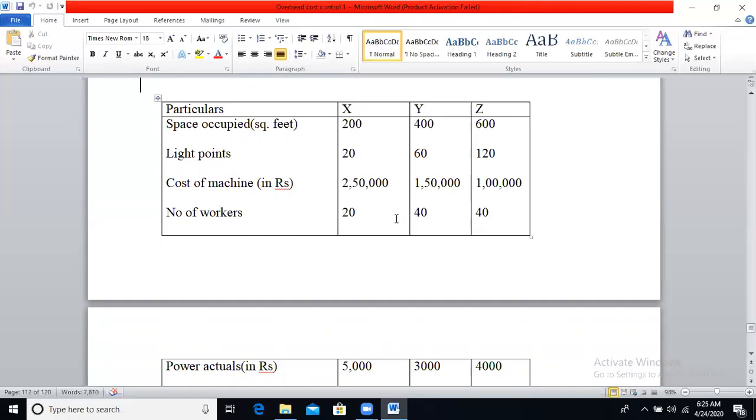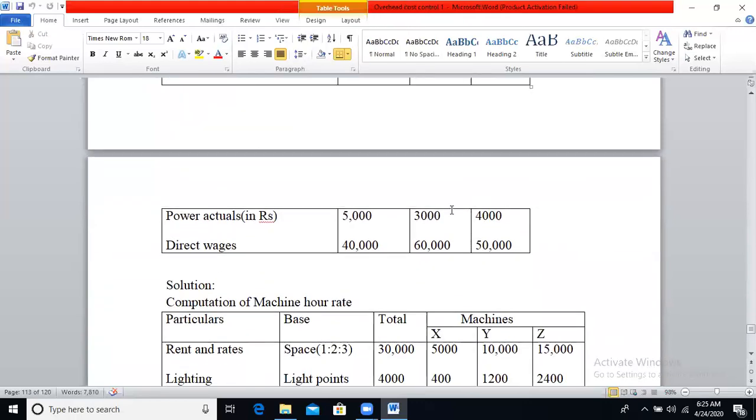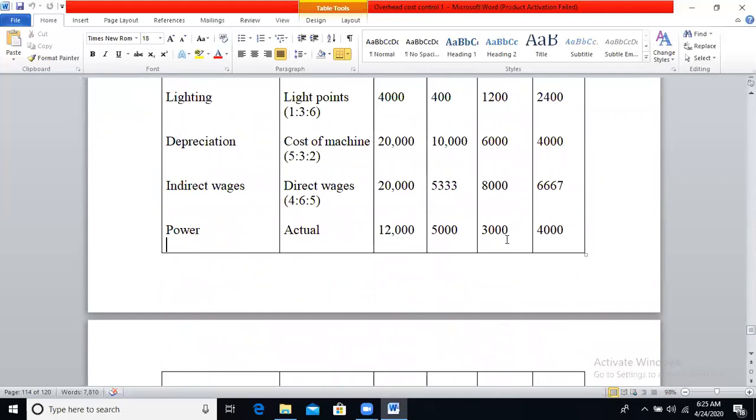And for number of workers, remove 1 common zero. 2 is to 4 is to 4. So you can divide this by 2. 1 is to 2 is to 2. Power will be the actual value we will consider. For direct wages, 4 is to 6 is to 5. Now we have calculated the ratios for the overhead expenses.